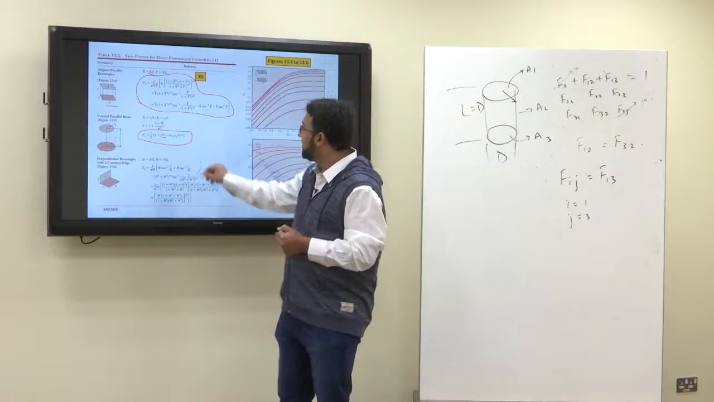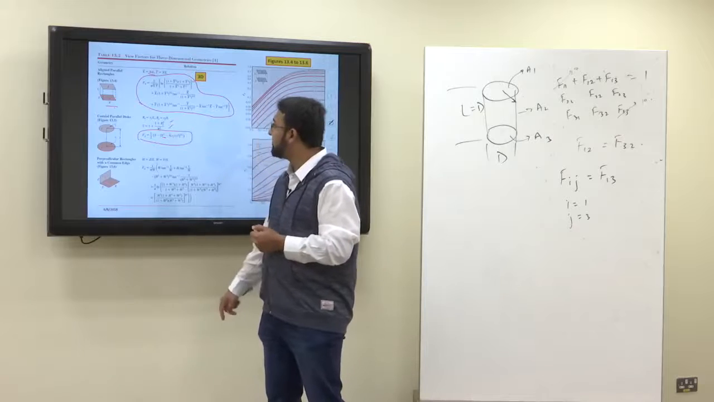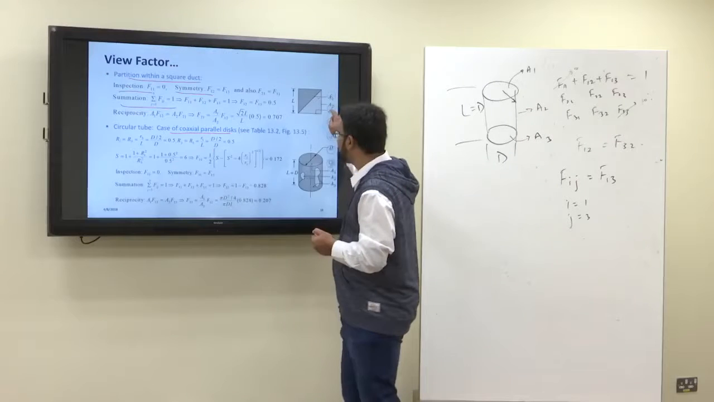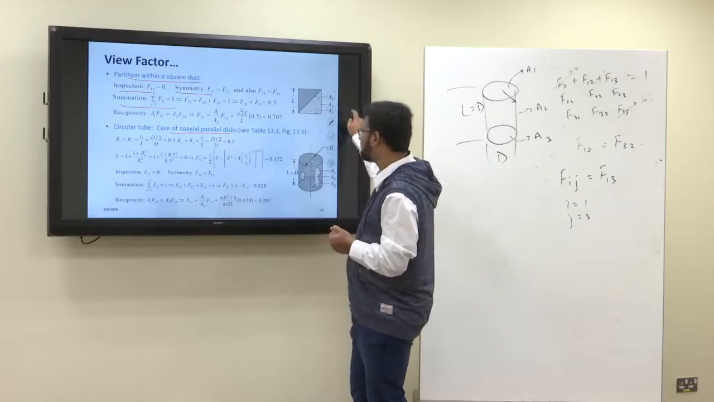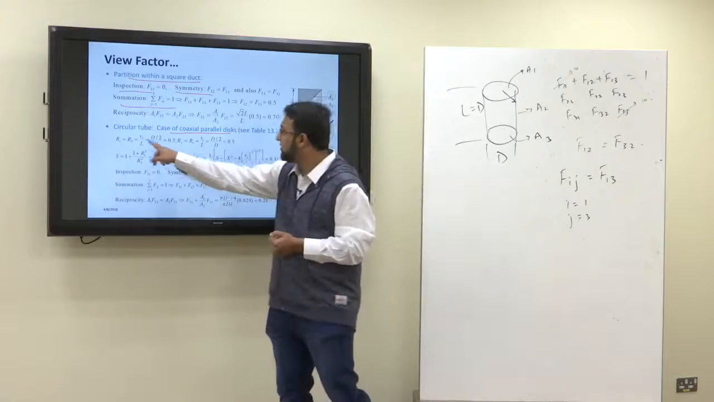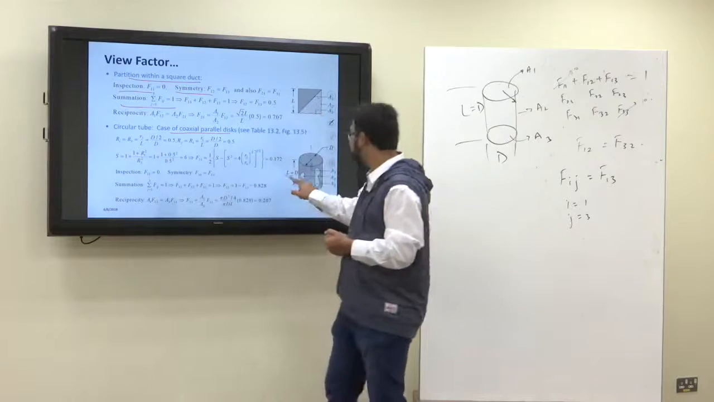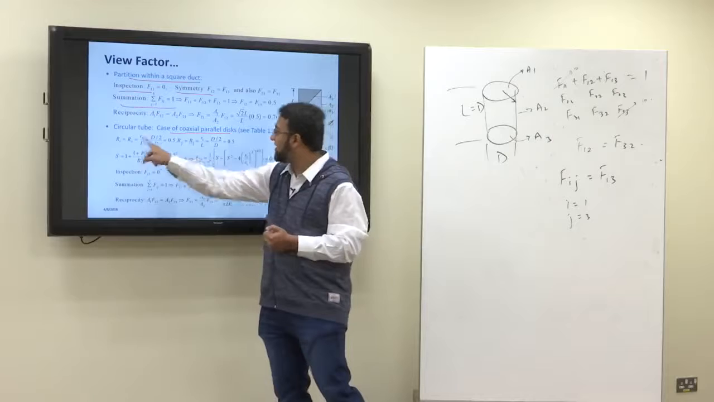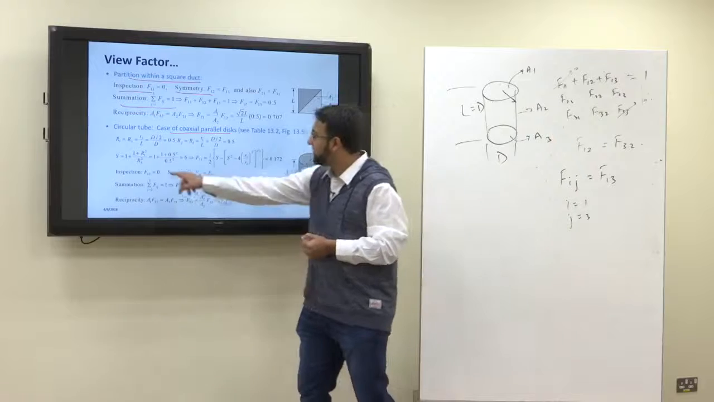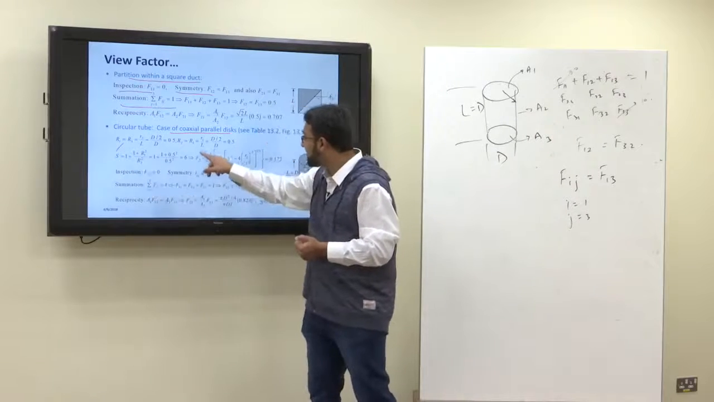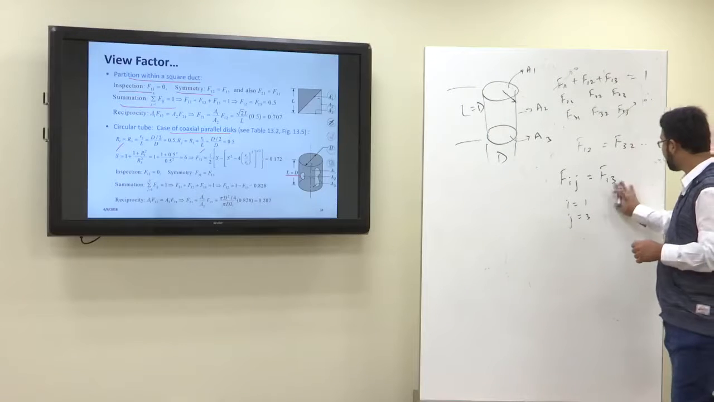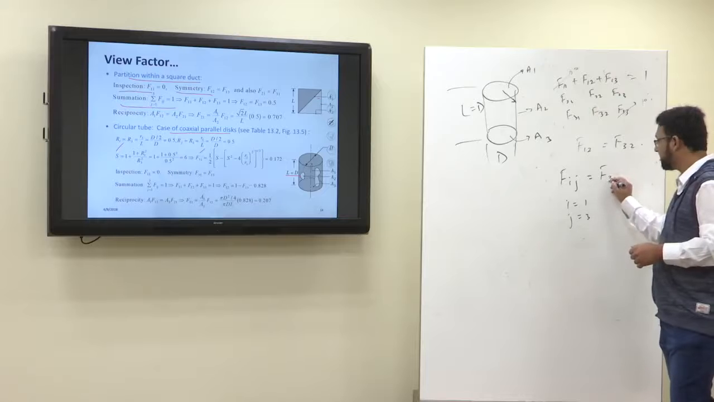If I substitute the values here, in my case Rj and Ri are the same. Was there any numerical value given in our case? Yes. Because L is equal to D, my Ri and Rj will be D by 2 by D, so it's half. That will give me the value of S. Based on the value of S, I'll find F31. Here, instead of finding F13, they find F31. It's okay, you can do it like this.